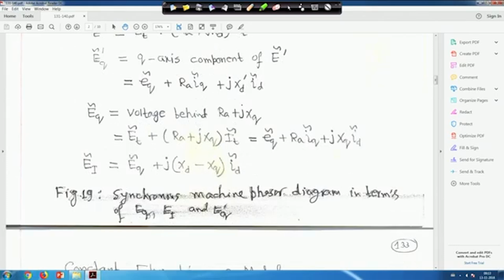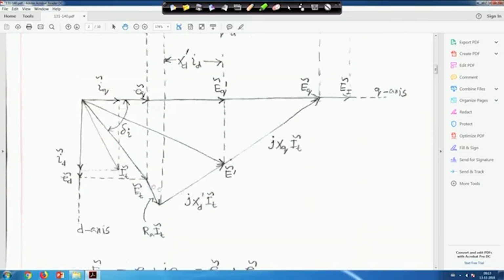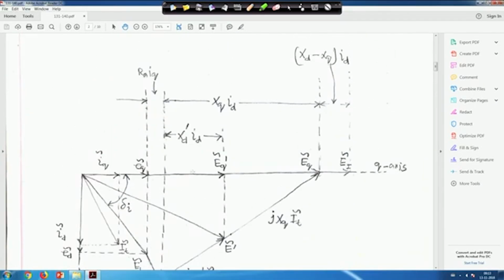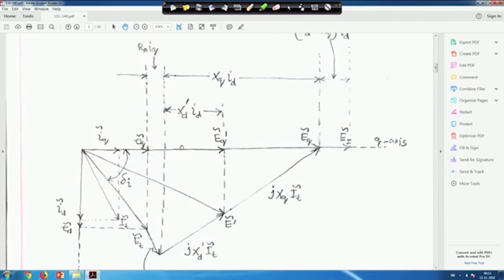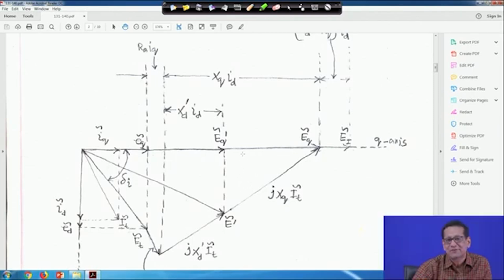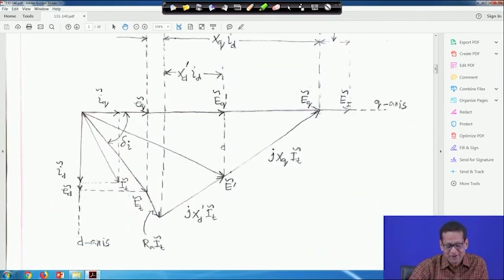This is the synchronous machine phasor diagram in terms of EQ, EI and EQ dash. I think this portion is now understandable. Just see equations 204, 205 and 206 and how it has been done. The way you draw a single phase or three phase AC circuit phasor diagram, only three equations you put in front of you and see how it is done. So, automatically you can easily draw this phasor diagram.